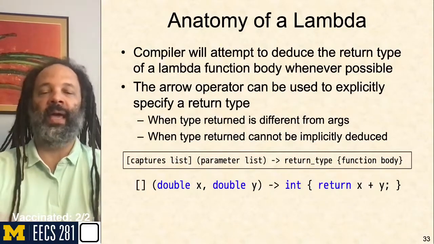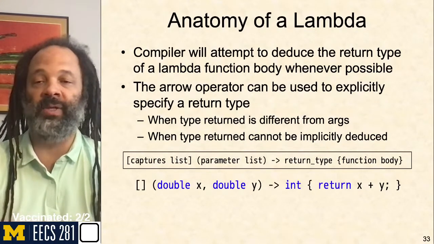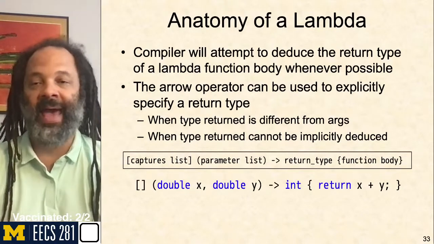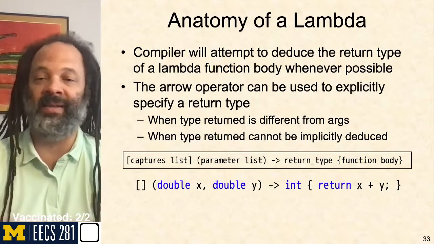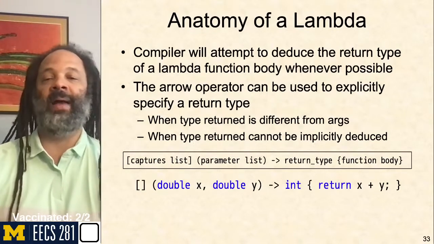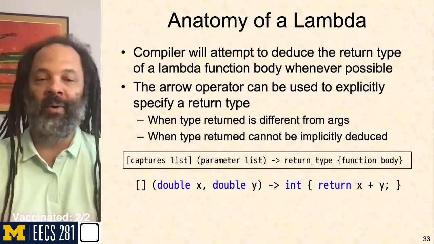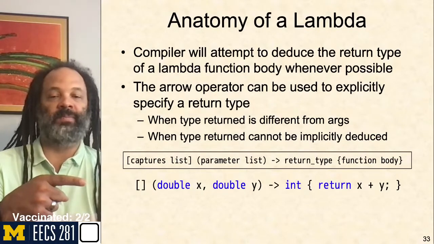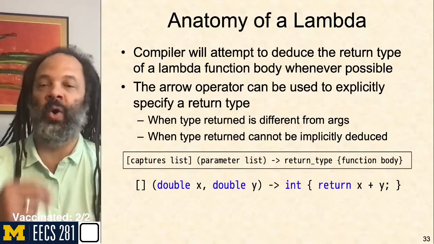We also can note that lambdas will attempt to figure out what the return type is. So if I'm working on a bunch of ints and I'm adding those ints together and I return the sum of those two ints, it's going to be an int. The compiler knows that. If I say, well, is this int greater than that int? The compiler knows that's returning a Boolean. I don't have to tell it so. However, if I were to do something like this function here, you see double x plus double y. If I return that as x plus y, it's going to be a double.